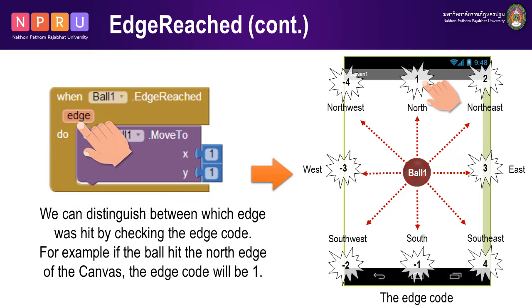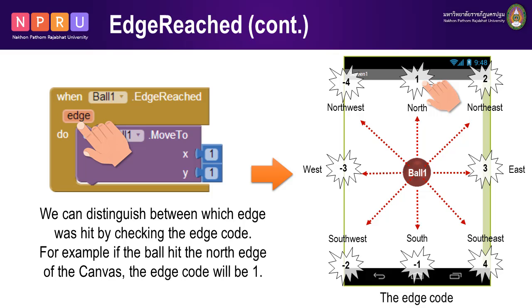Alright, how can we distinguish which edge was hit? The edge reached event does have a parameter, edge, which specifies the particular edge by using the following code. North is equal to 1, northeast is equal to 2, east is equal to 3, southeast is equal to 4, south is equal to -1, southwest is equal to -2, west is equal to -3, and northwest is equal to -4. For example, if ball 1 hits the north edge of the canvas, the edge code will be 1.